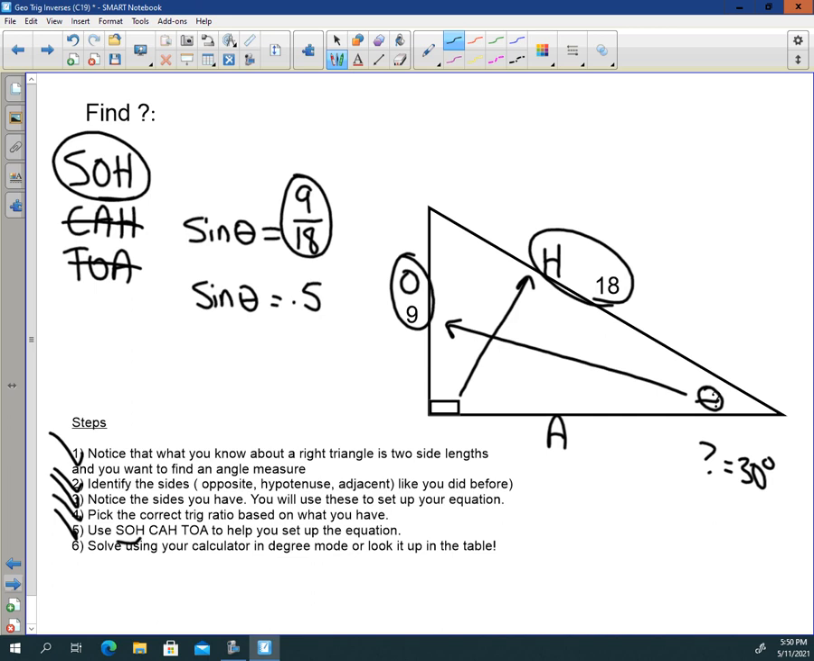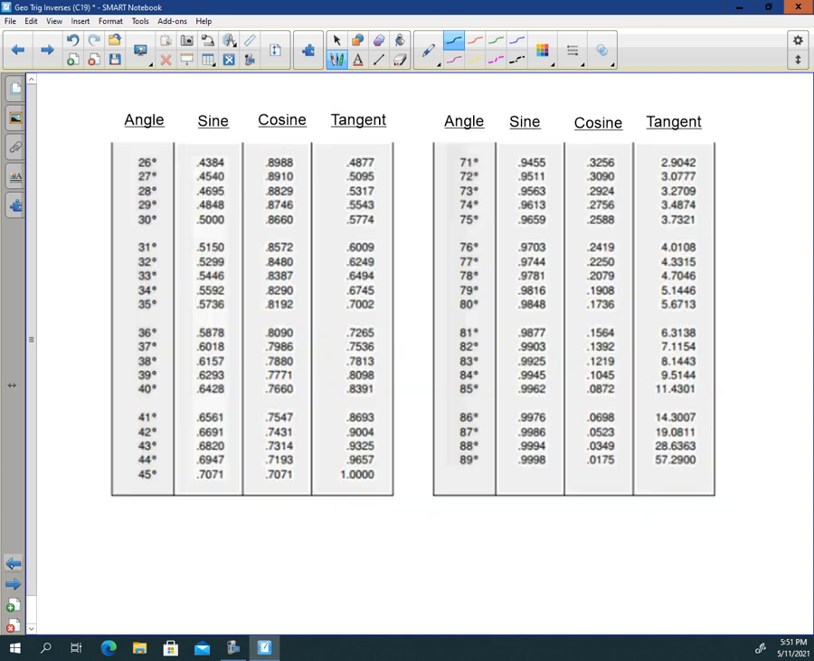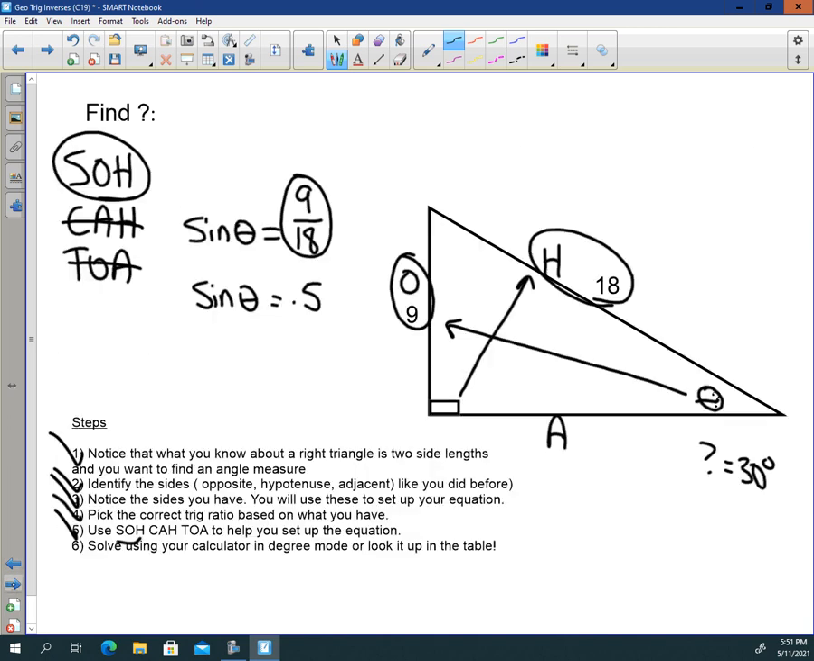Okay? Now, let's go back to the trig tables. You notice right here, under sine, we can find 0.5. What angle has a sine of 0.5? A 30-degree angle does. And that is done. Then we would know that the angle is 30 degrees, because we can look it up. Tables are nice for that purpose.